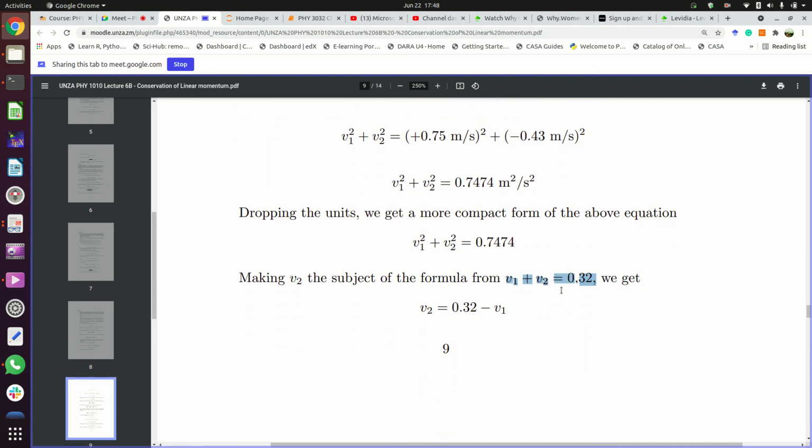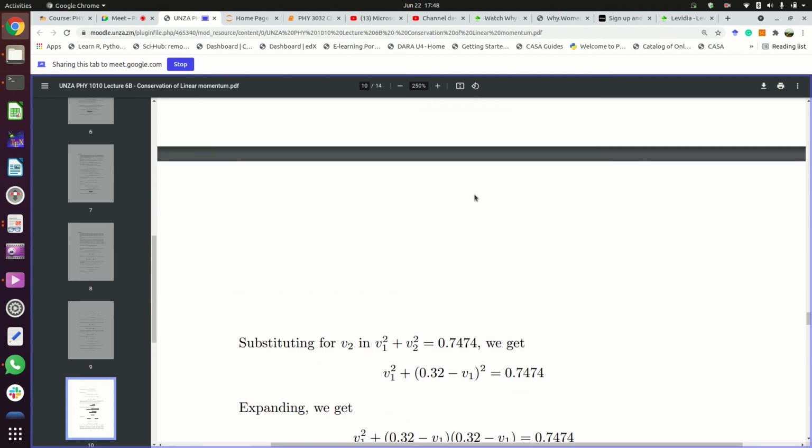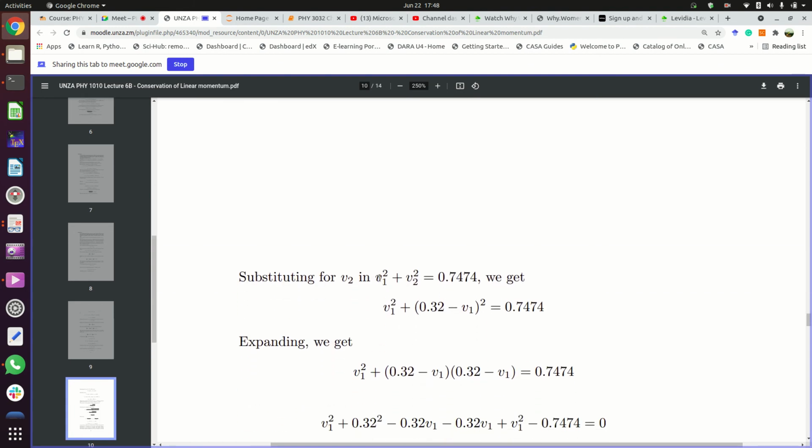We're going to rewrite this first equation as v2 equals 0.32 minus v1. After rewriting it like this, we are going to substitute for v2 where I've highlighted, so that you only remain with v1. Then we work out what v1 is, and later on we find out what v2 is supposed to be. When we substitute in this expression for v2, we end up having v1 squared plus (0.32 minus v1) squared equals 0.7474.